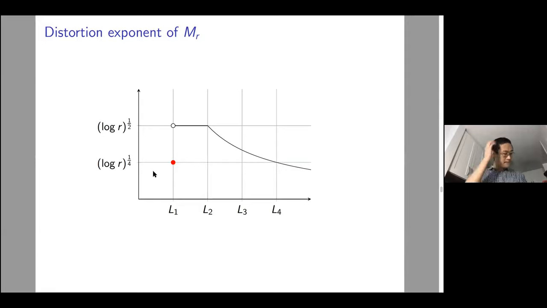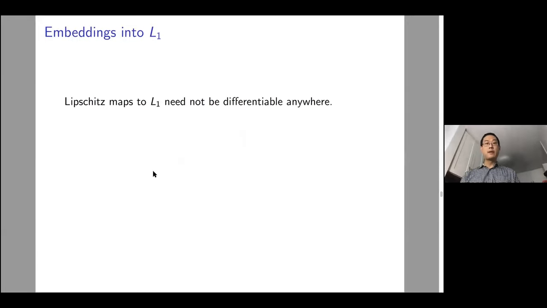And so the first reason that there's this discontinuity is that the argument we used for p bigger than one just doesn't work anymore. The argument we used for p bigger than one basically uses this idea that if you have a curve in LP, then it has to be differentiable almost everywhere.